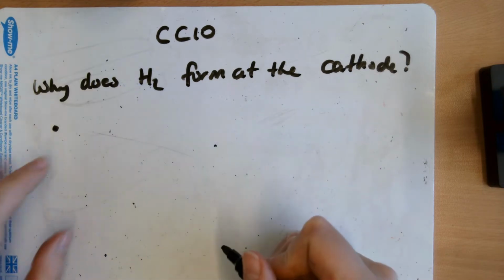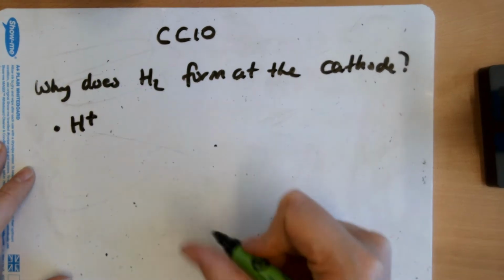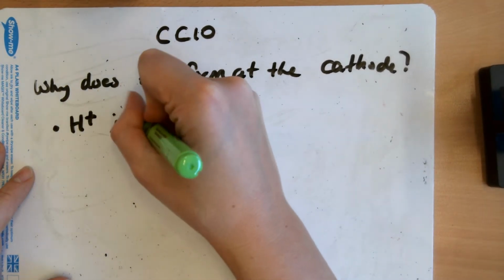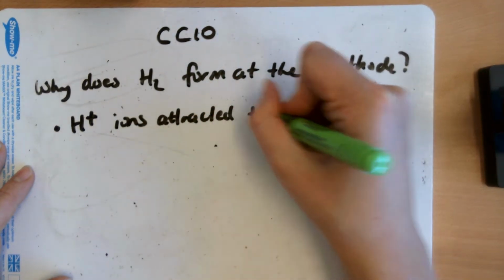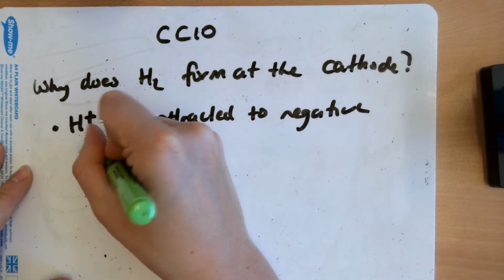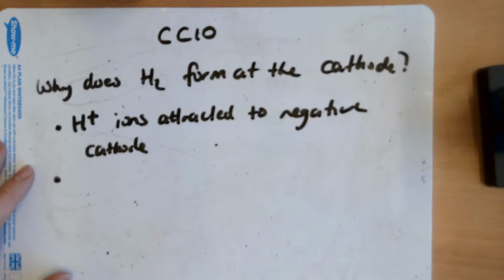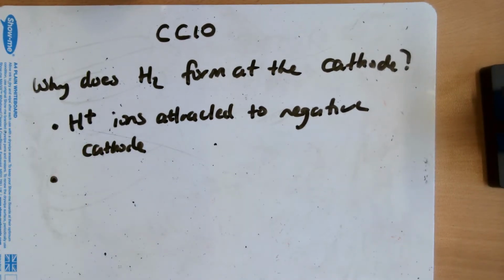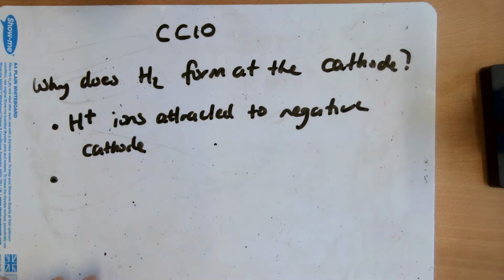Okay, first thing you can talk about is hydrogen ions will be positively charged, so H plus ions will be attracted to the negative cathode. But it's not enough to just talk about the attraction. You need to talk about what happens once the H plus ions actually get to the cathode. You need to talk about the chemical reaction. How are those H plus ions converted into H2?